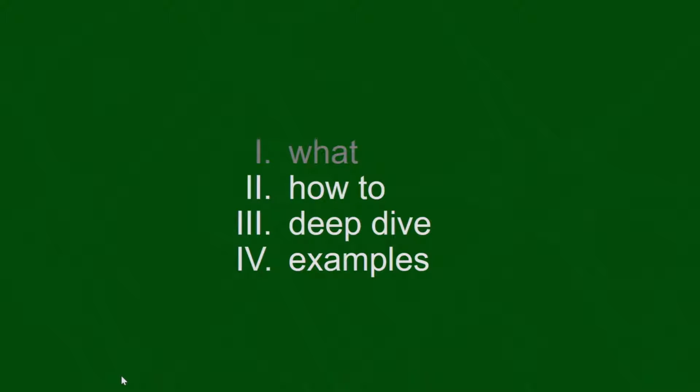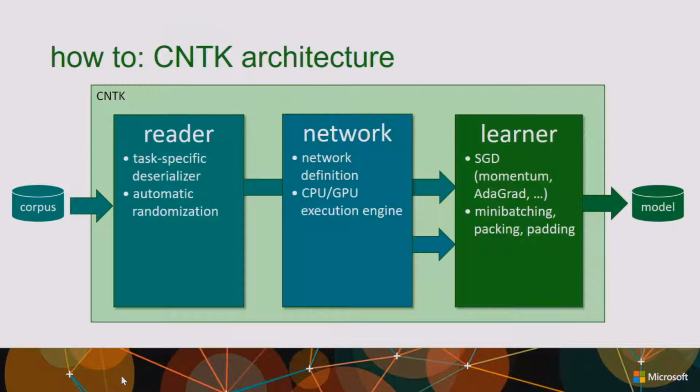OK, so how would you use CNTK? Let's take the most important task, which is training neural networks. In order to train, you need to configure how you read your data, what your network looks like, and what the learner parameters are. The learner is SGD in this case. Once you have that, you can take a corpus and train a model. So how does that look like?